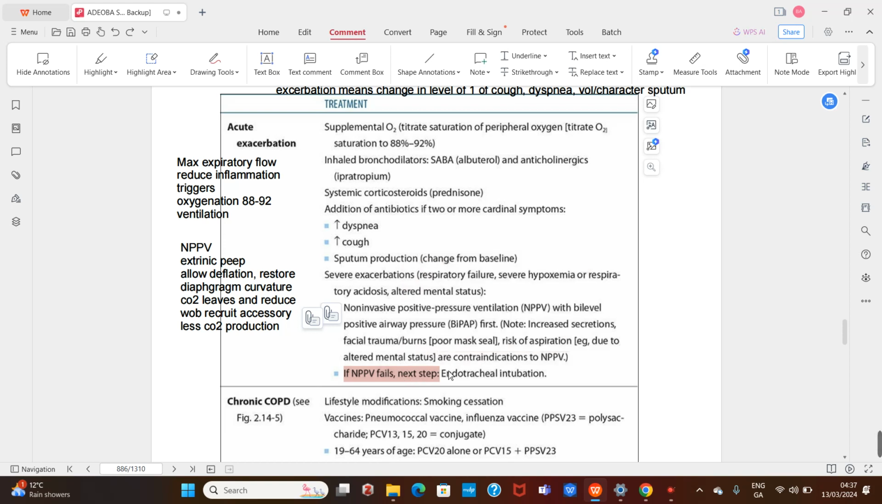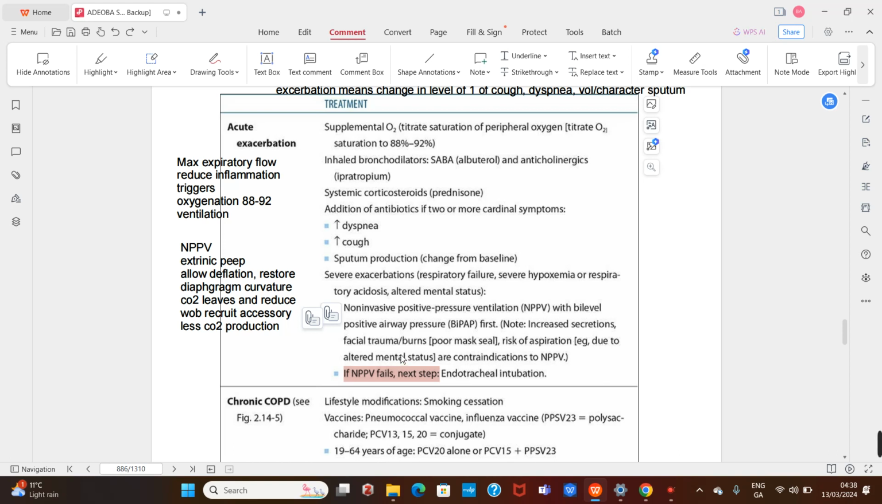But there are some conditions that might not even allow you to use NPPV ab initio. Number one, if this person has increased secretion, because you're only applying face masks, you are not connecting any tube into the airway. So there's no way the person can handle secretion. The person can easily aspirate. That's one of the side effects of BiPAP. It doesn't protect against secretion, but your endotracheal intubation can protect against aspiration of secretion.